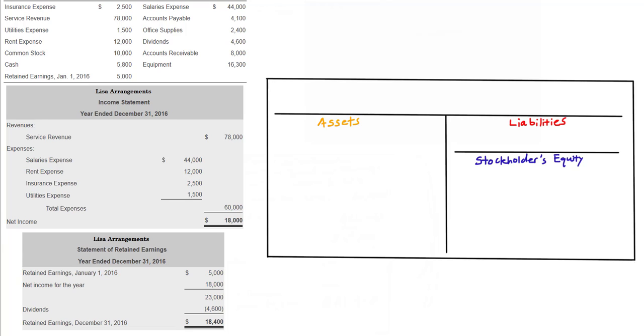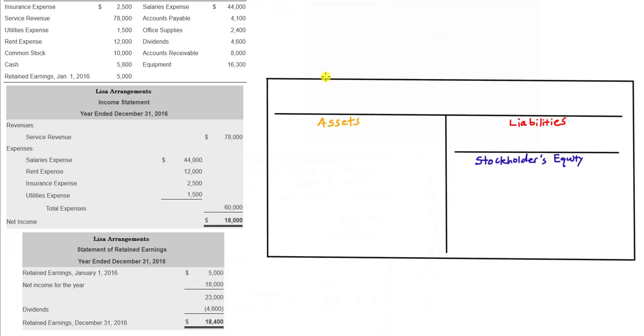Okay, so let's make a balance sheet for Lisa Arrangements. As of this date, December 31st, 2016, we have these account balances. We have already made our income statement for the entire year, and we have made our statement of retained earnings for the entire year. You want to make these financial statements in this order of income statement, then statement of retained earnings, because as you see from previous videos, for the retained earnings statement, we use the net income in this statement, and then we'll use our retained earnings balance and transfer that into the balance sheet.